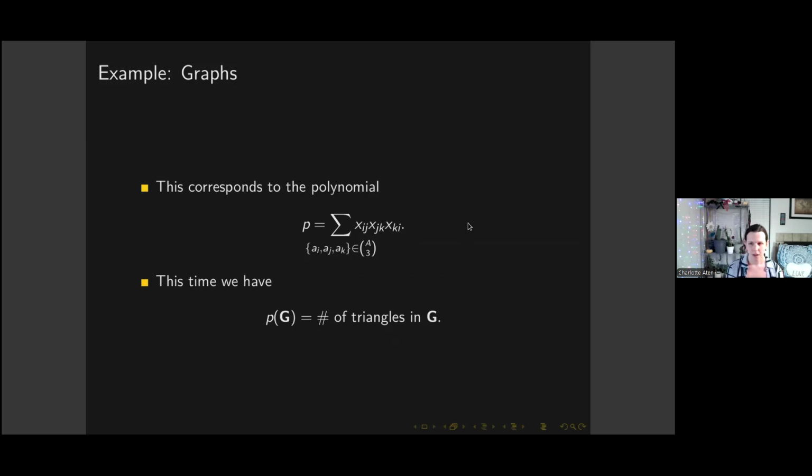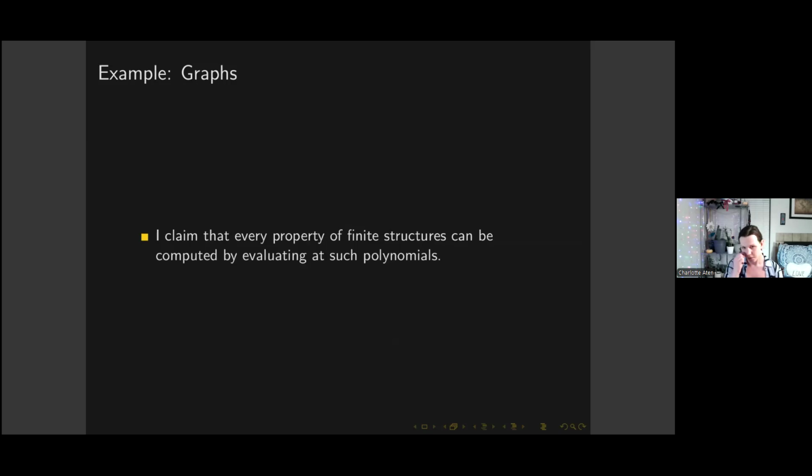Now I'm going to make a somewhat big and vague claim, which is that every property of finite structures can, in a sense that I'll make more clear later on, and you can check my thesis for more details or the corresponding preprint. But I claim that every property, in some sense, of finite structures can be computed by evaluating such polynomials.